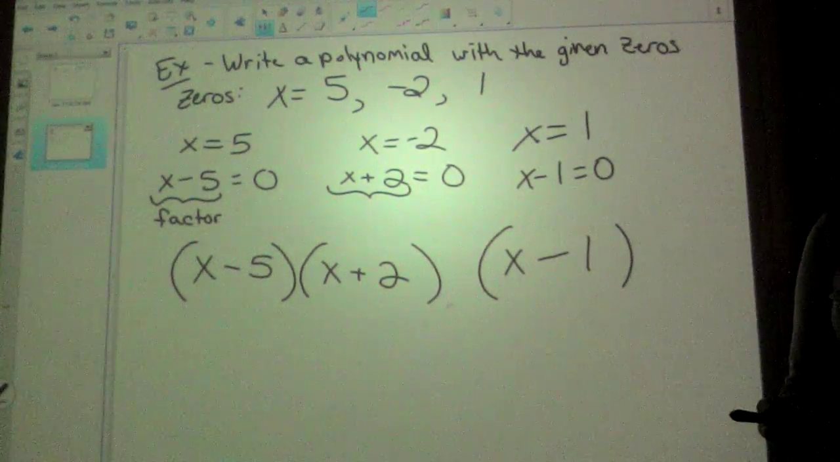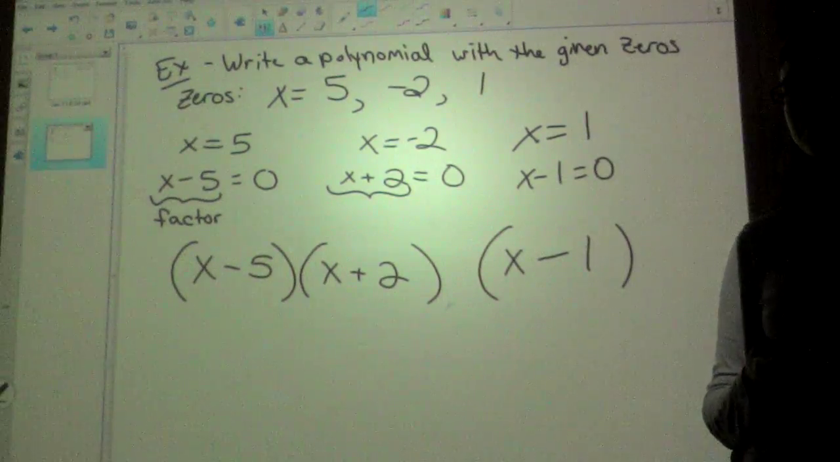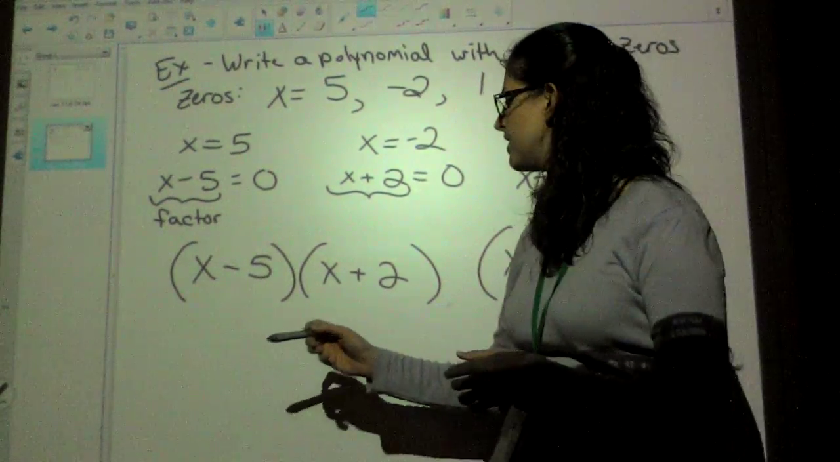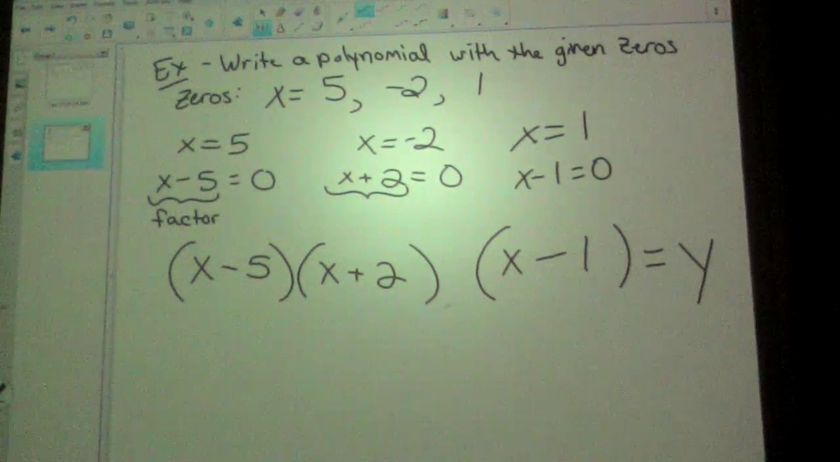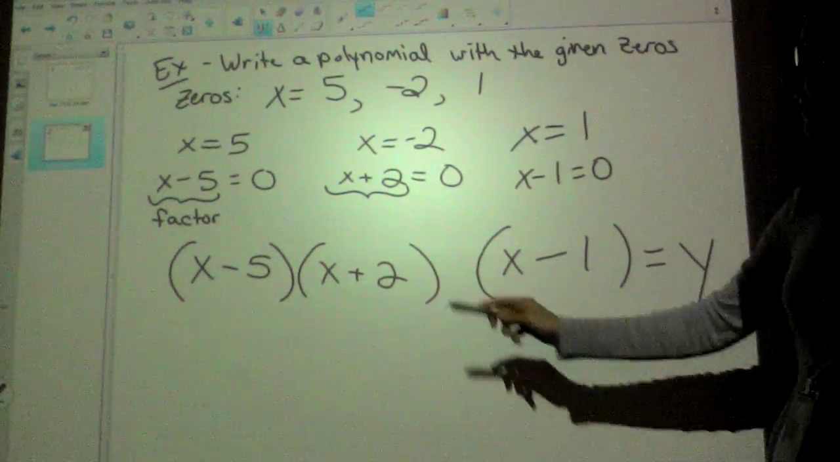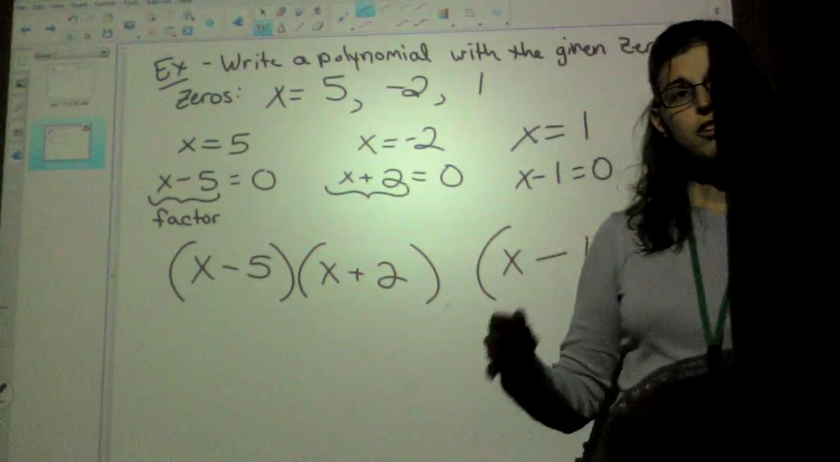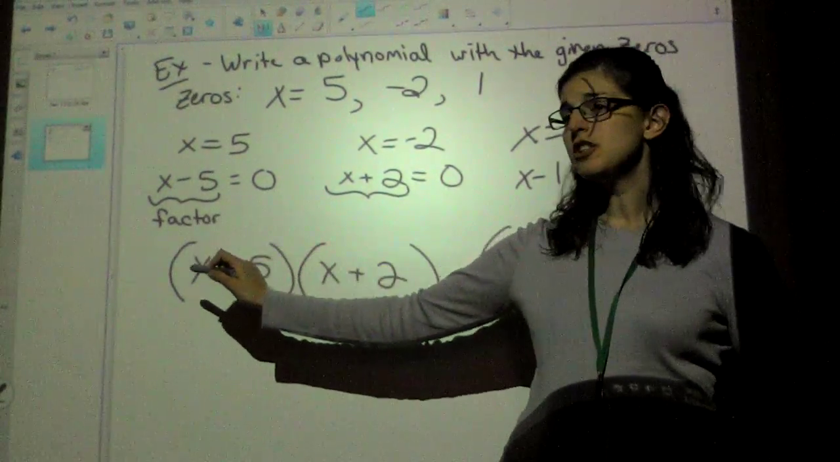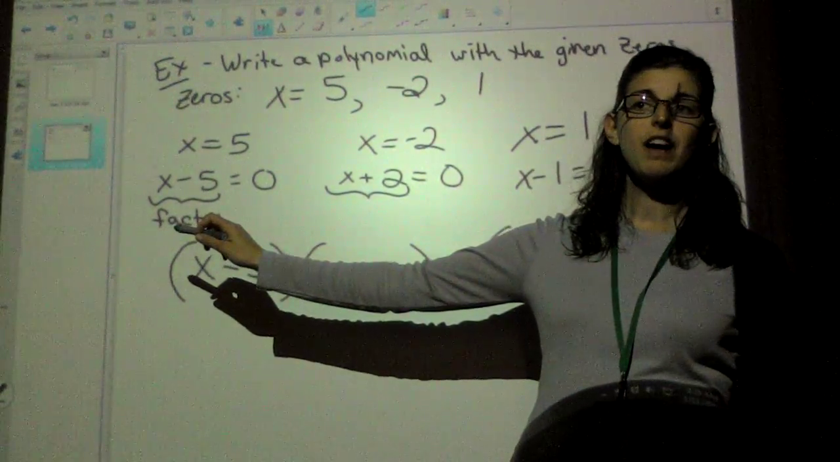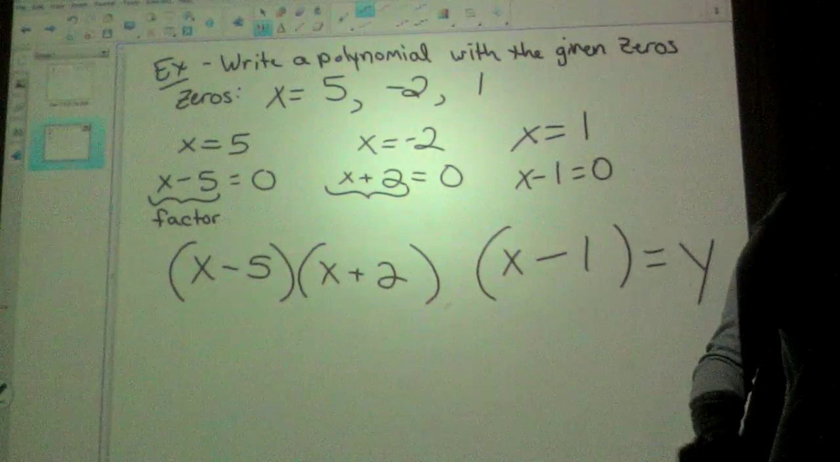To find the polynomial, then you just multiply them together. Okay, so this is actually equal to y. All right, the product of the factors is equal to your polynomial. And there are several correct answers. We'll talk about that in a second. Okay, like if you had written 2x minus 10 instead of x minus 5, you'll get a different product when you multiply them together.